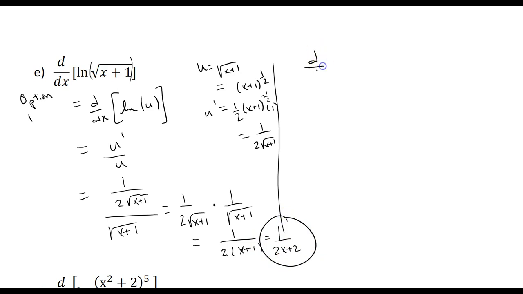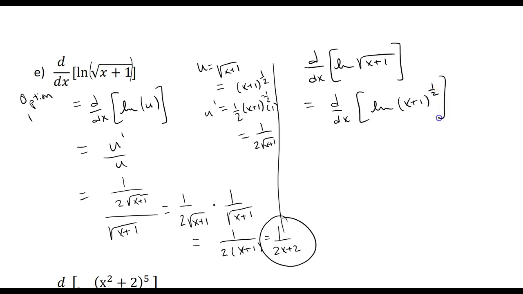The other thing that you can do with a problem like this is you can use the properties of a natural log to your benefit. So I could make this the derivative with respect to x of natural log of (x plus 1) to the 1/2 power, and then I could use the power rule and bring the 1/2 out front. So this is the derivative with respect to x of 1/2 times the natural log of x plus 1.